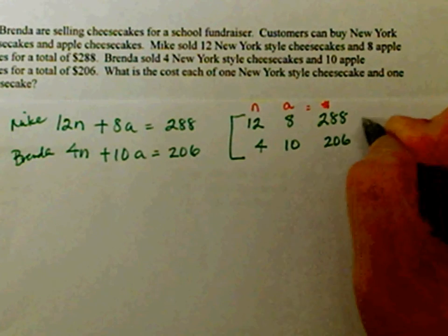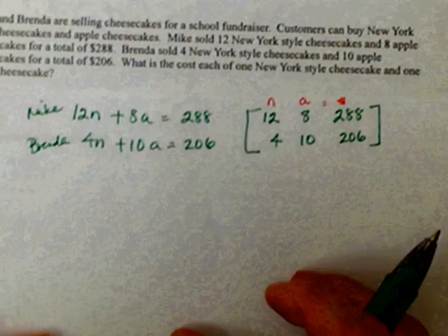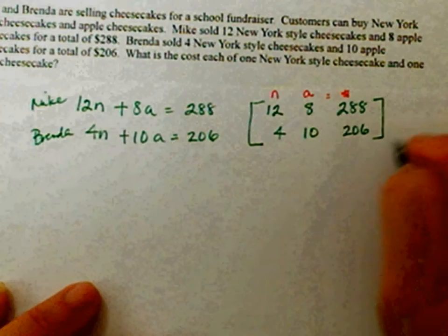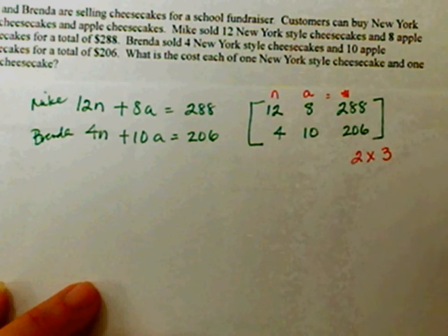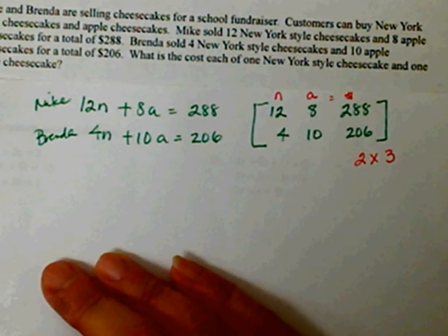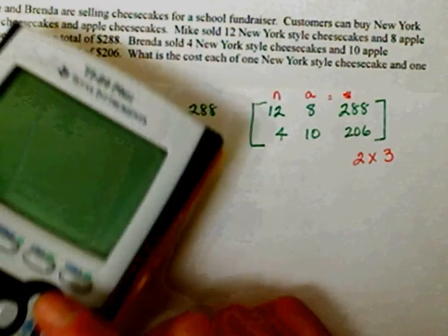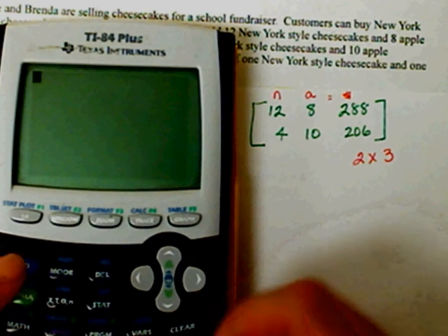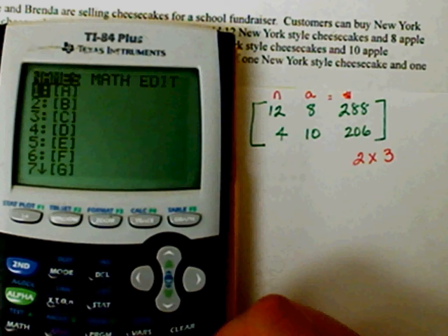Okay? So what you want to do is, you notice this is a matrix. This is a 2 by 3 matrix. So let me show you how to do this on a calculator, okay? What you want to do is this. You're going to hit second matrix. See how that comes up?